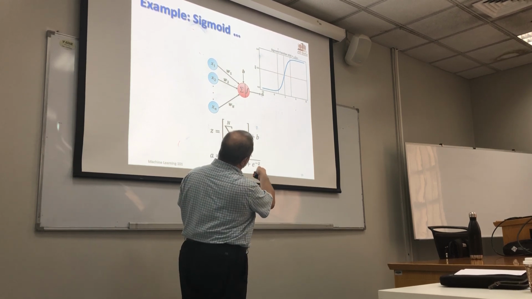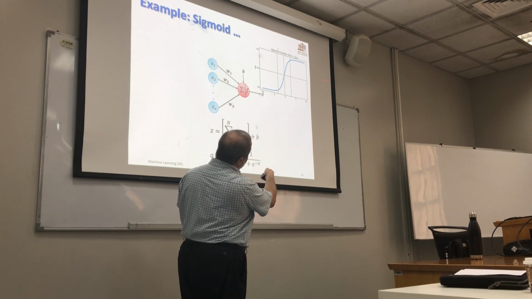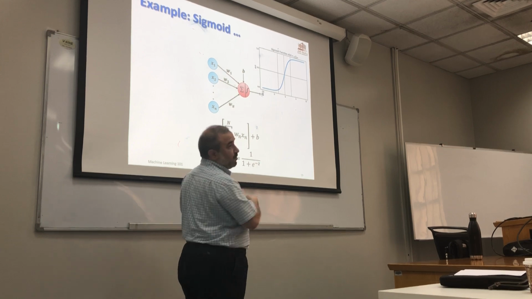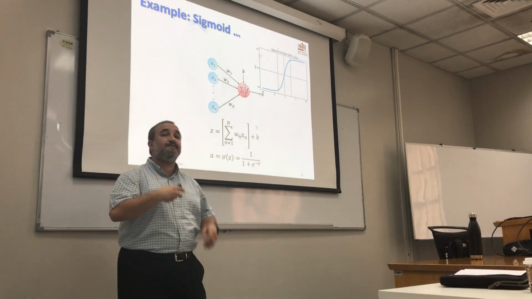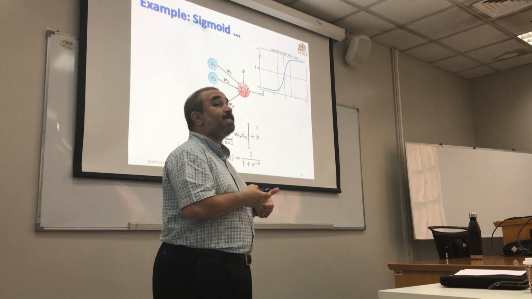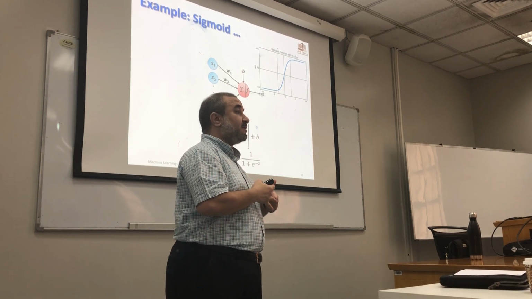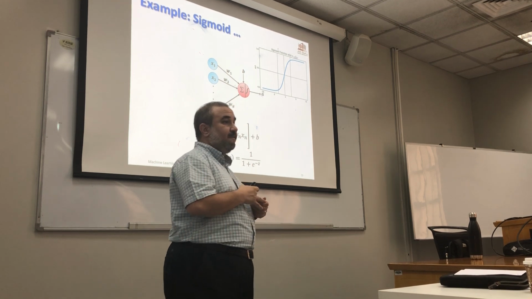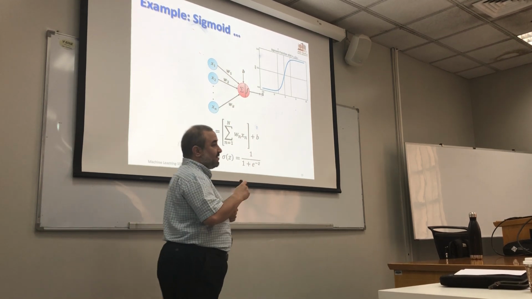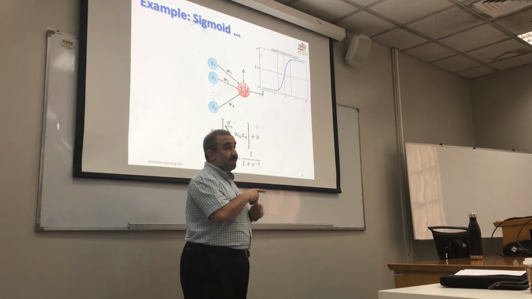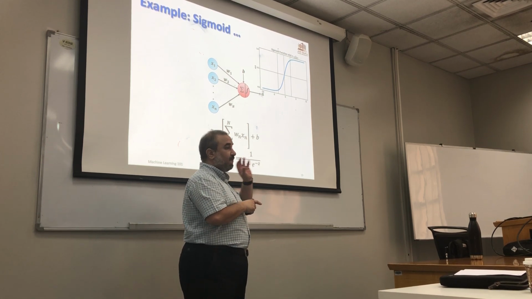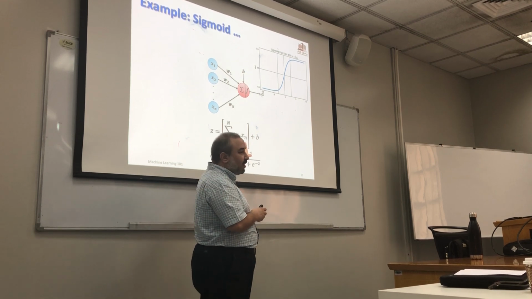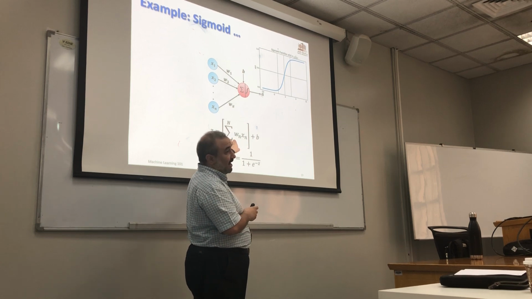If the input is very positive, the output will be 1. If the input is very negative, the output will be 0. So you can think of it as an approximation of something that we saw before, the step function. The only difference is that the step function is not differentiable, but this one is differentiable, and that is of great importance in the optimization problem. So this is one example of activation functions.